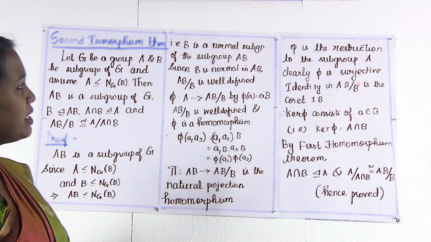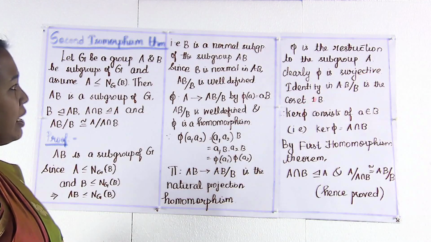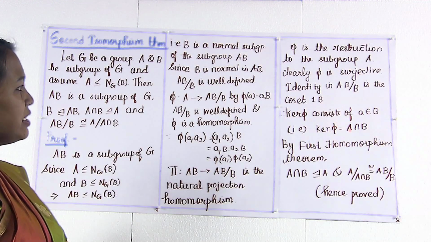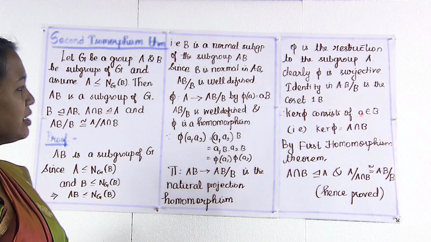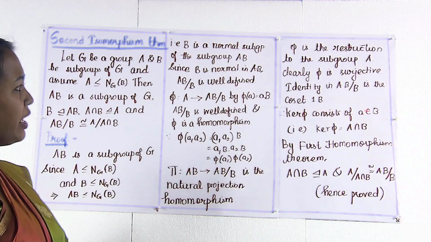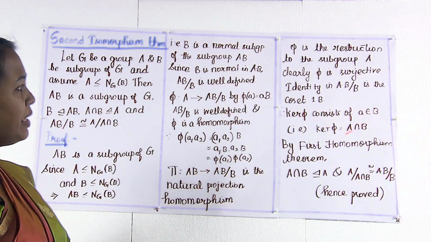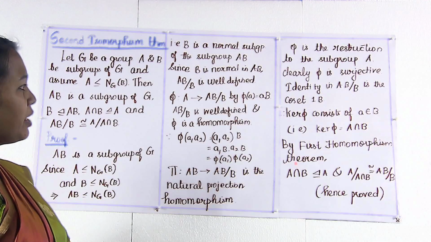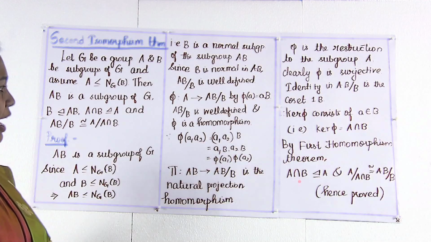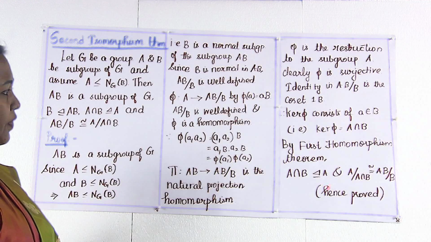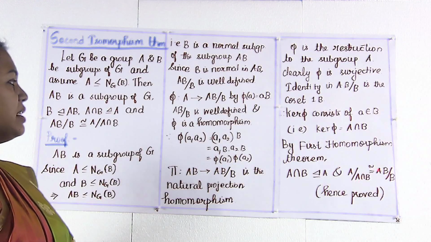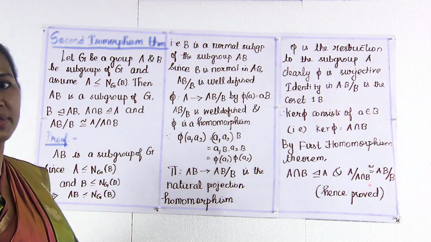The identity element in AB by B is the coset 1B. So, kernel phi consists of those A that belong to B, that is, kernel phi is equal to A intersection B. So, we are picking all the elements that belong to both A and B. Therefore, kernel phi will be A intersection B. Now, by the first isomorphism theorem, A intersection B is a normal subgroup of A and A by A intersection B is isomorphic to AB by B, hence proved.